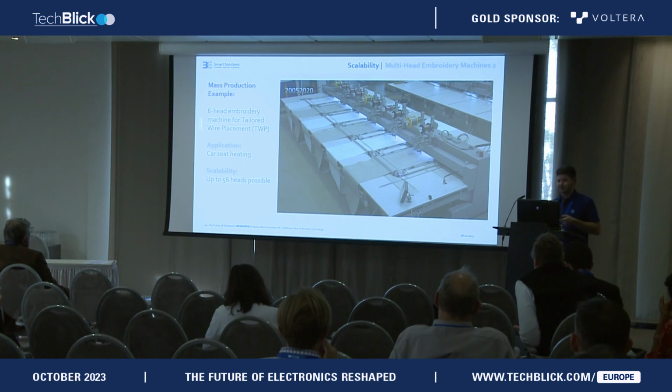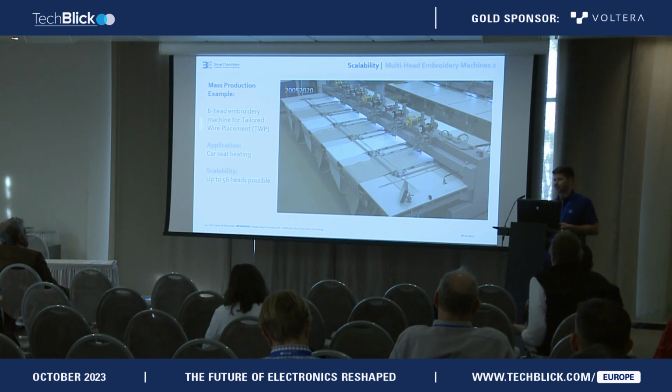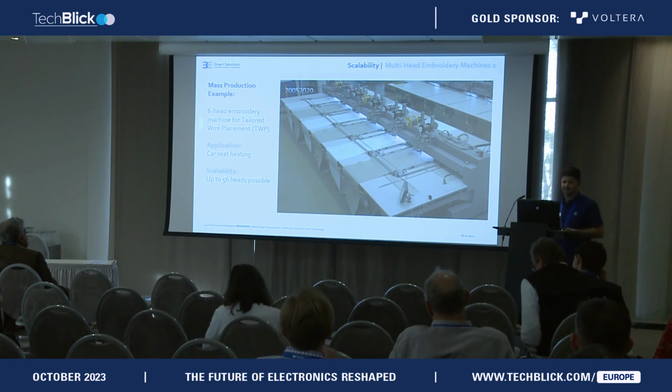And these, when it comes to production, are still considered small machines, because there are possibilities to create machines with up to 56 heads, so you have basically 56 parts done simultaneously.